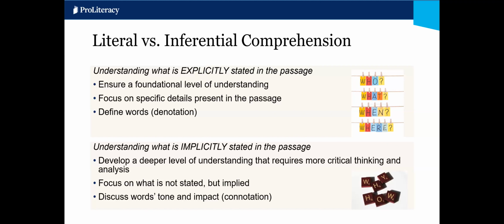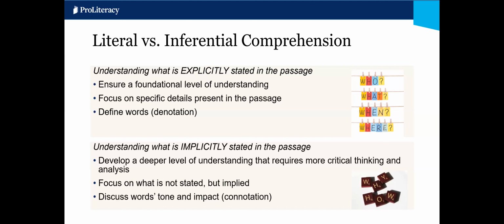And literal comprehension ensures then that we have a foundational level of understanding. So as I mentioned, comprehension kind of happens in layers. We have to have a literal comprehension of a piece before we can dig into the inferential comprehension. And then also, the other word when we're talking about literal comprehension, we want to think about the denotation of words. So what do words mean? If we were to look them up in a dictionary, what would they mean in that moment?